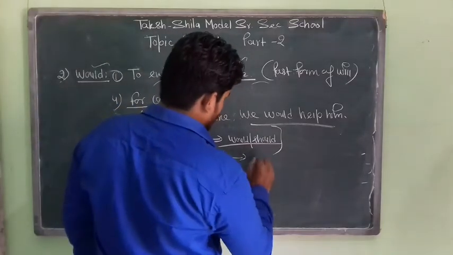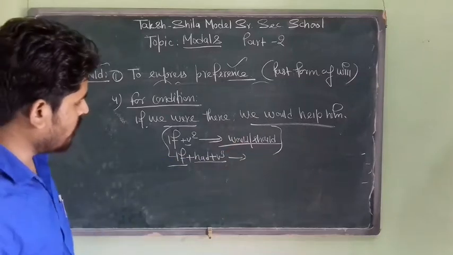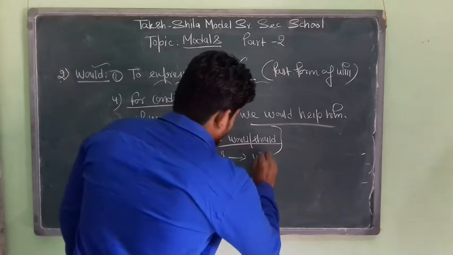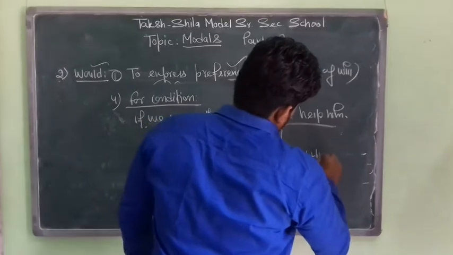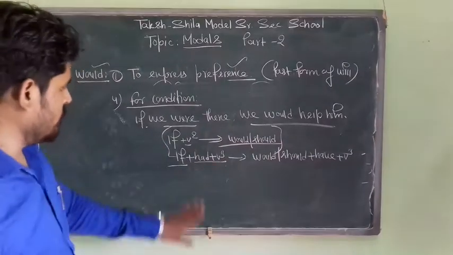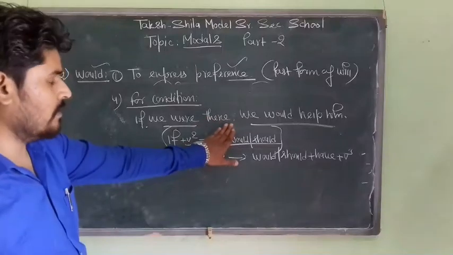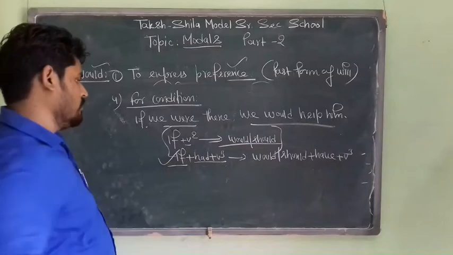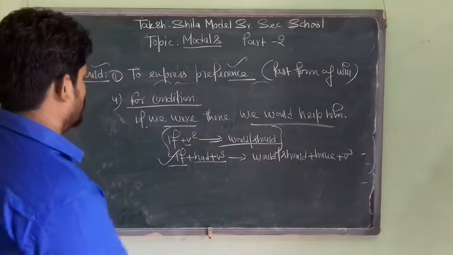So in the second clause we use the past form of would or should, and this will be framed as would, should plus have V3. Means the same sentence can be used this way: if we had been there, we would have helped him. This is this use of would, right? So students, for condition we use would.